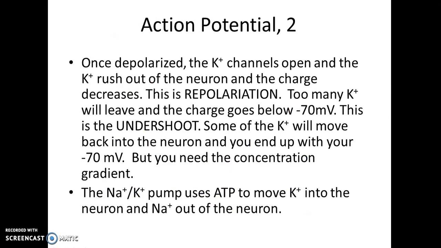So once depolarized, we need to get back to resting potential, right? So how do you do that? Well, you need to get first back to the correct charge. So the potassium channel is open and all of the potassium rushes out. And this is called repolarization. Now, too much potassium will leave and the charge goes below -70 millivolts, and that's the undershoot. Now, some of the potassium will move back because the potassium channels are open, right? And then we have the -70 millivolts established, and then we have the sodium potassium pump reestablish the concentration gradient with sodium and potassium.